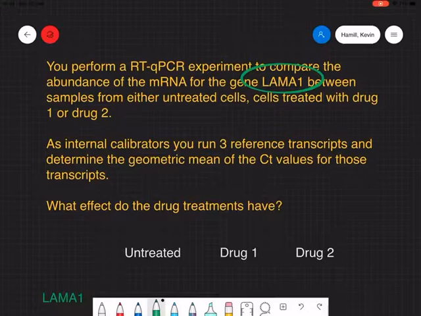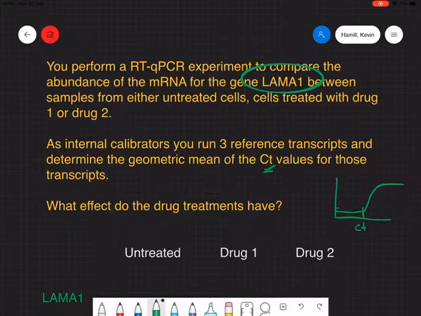And to do that, we use internal references, calibrators, known as reference transcripts, to provide a benchmark against which we can compare our LAMA1 mRNA values. And so usually you run at least 3, probably about 5 different reference transcripts, then calculate the geometric mean of their CT value. Now remember, the CT value is the point at which the fluorescence crosses above the background. So this is your CT value.